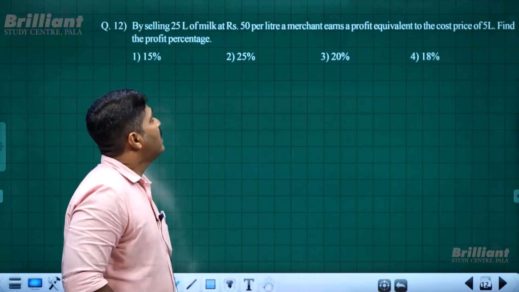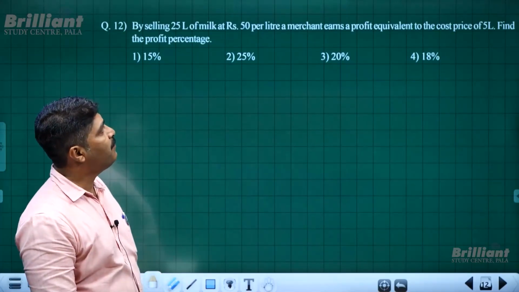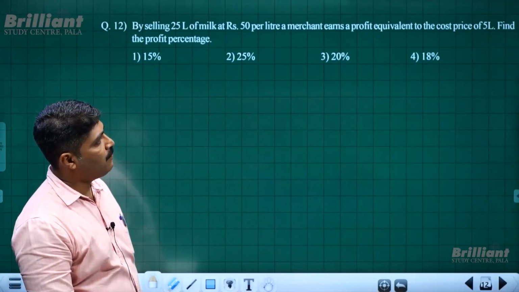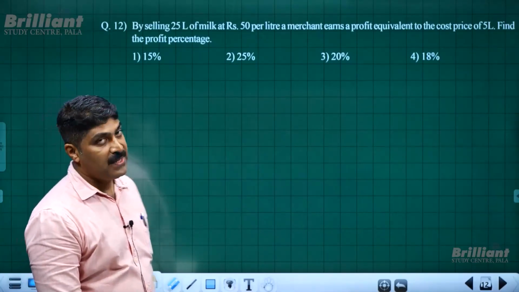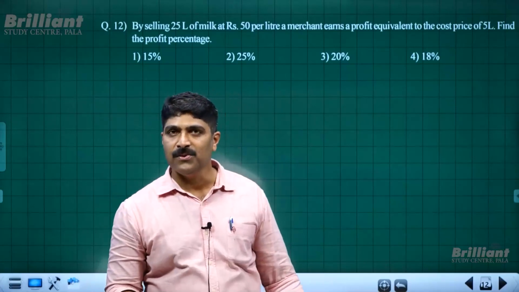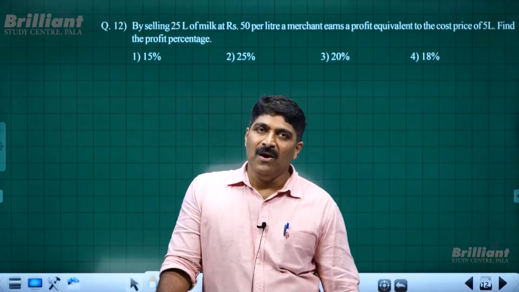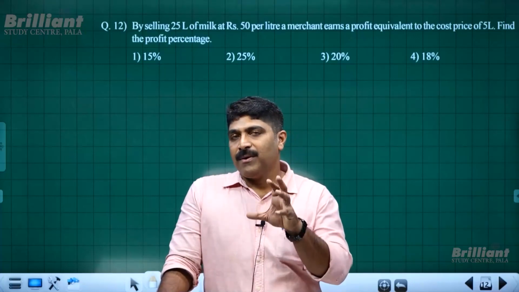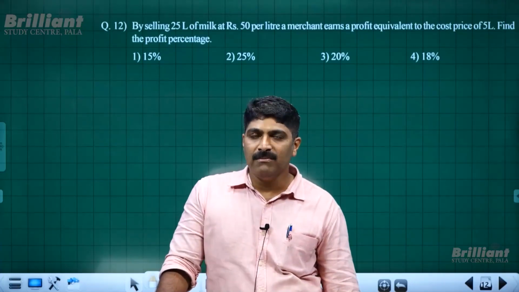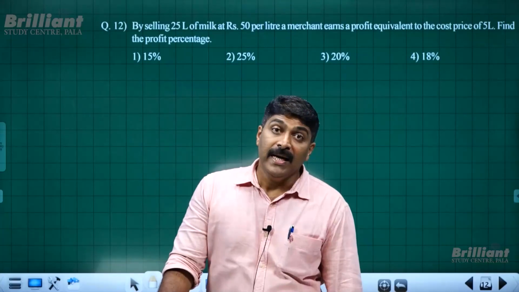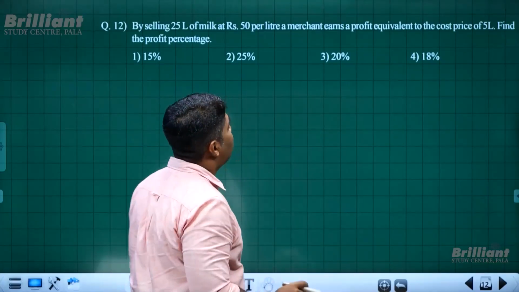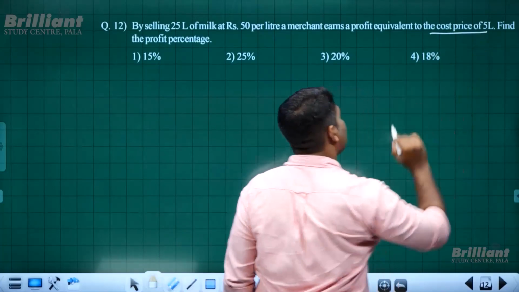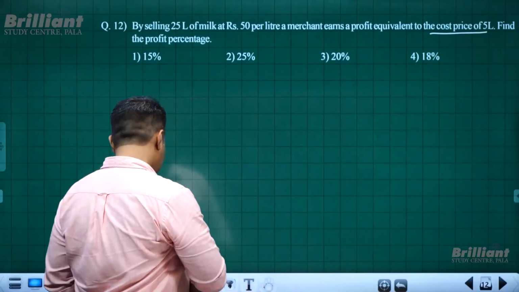By selling 25 litre of milk at ₹50 per litre, a merchant earns a profit equivalent to the cost price of 5 litre. Find the profit percent. It's another very important type of question. It's also a ratio kind of approach, or more precisely, this is the concept of profit or loss expressed in terms of selling price or cost price. In this question, profit is expressed in terms of cost price.